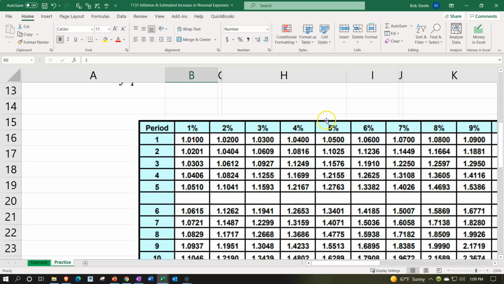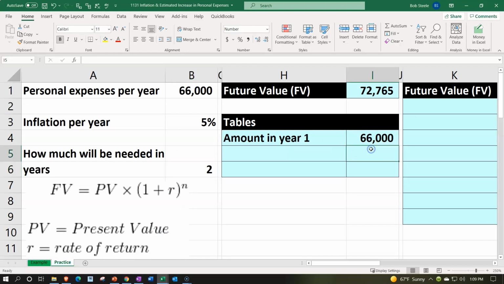Okay, so we're taking the 5% 2 years out. That on the table gives us 1.1025. Notice that this is rounded to 4 digits out, so it's not quite as exact from the table because there could be multiple decimals for the actual number, so we're going to be rounding 4 digits out.